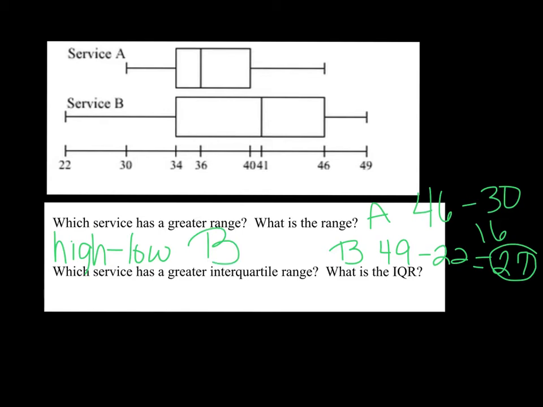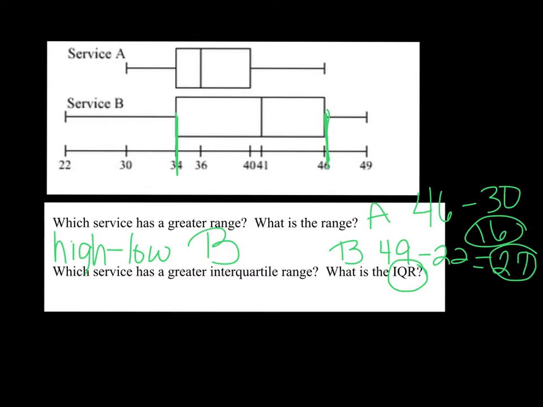And then it says, what is the range? And we already did those. So A was 16, B was 27. Okay. Now, which service has the greater interquartile range? Okay. We abbreviate that as IQR. Okay. So IQR is going to be the range of the box.